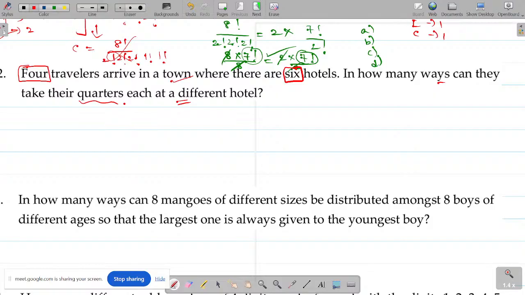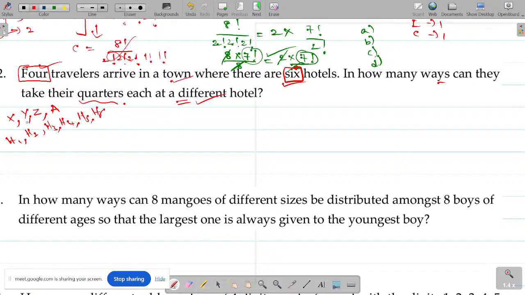Yes, right. Permutation means we should not have repetition. We should not have anything common like that, so we should be all different. So they are taking quarters. Quarters means they book the hotel in a different case. If we are the 4 travelers, I name them as X, Y, Z and A. And I have 6 hotels in that town: Hotel 1, Hotel 2, Hotel 3, Hotel 4, Hotel 5 and Hotel 6.